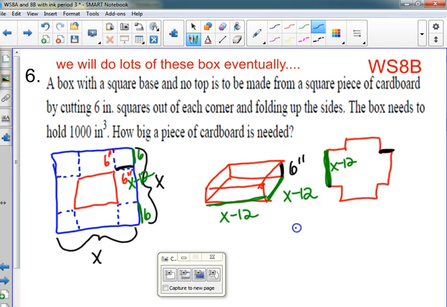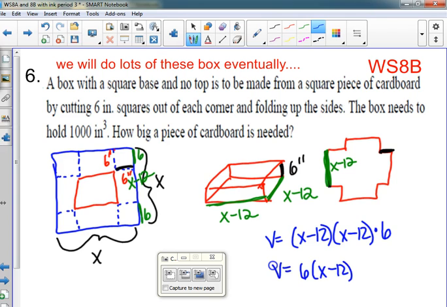So length times width times height, or if we were typing it in, we could write 6 times (x minus 12) squared. Would that be a faster way to put it in the calculator? And what does it have to equal? It needs to hold 1,000, so we want this to equal 1,000.